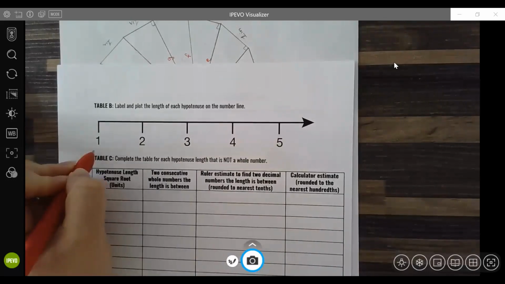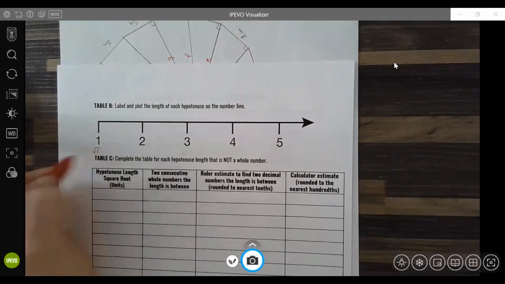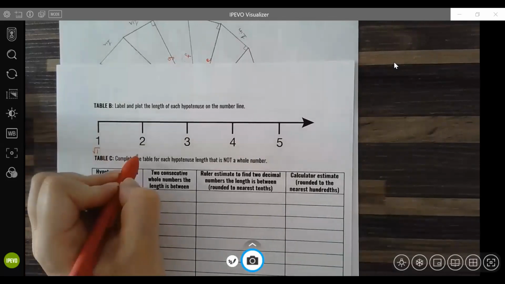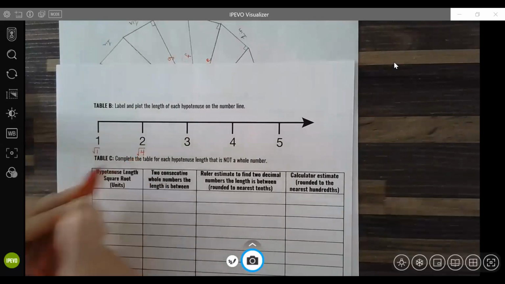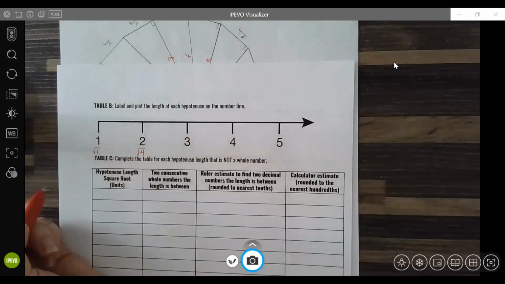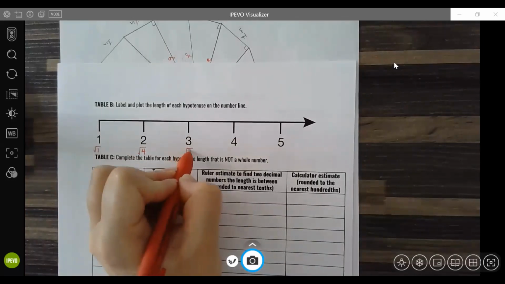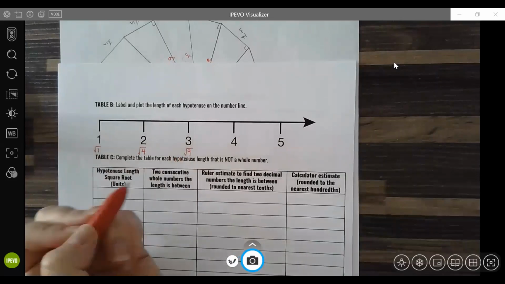So I know that 1 is also the square root of 1, because 1 times 1 equals 1. I know that 2 is equivalent to the square root of 4, because 2 times 2 is 4. I know that 3 is equivalent to the square root of 9, and so on.